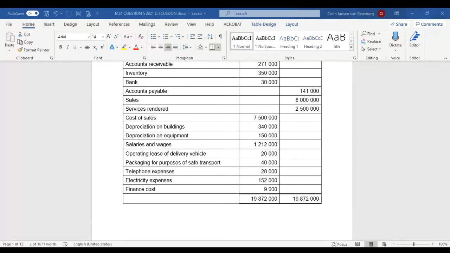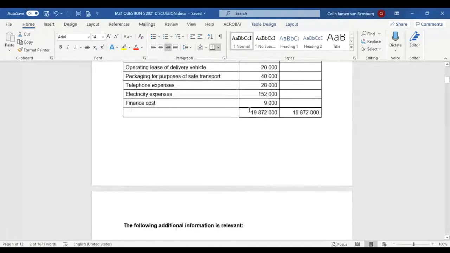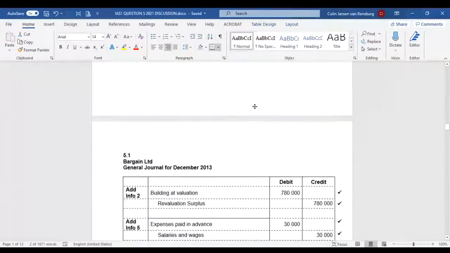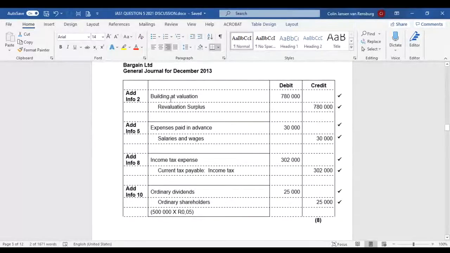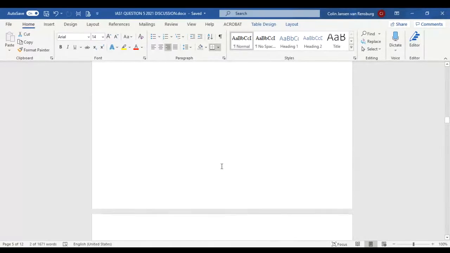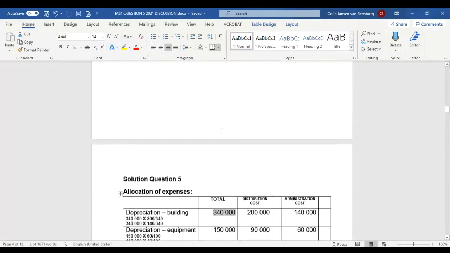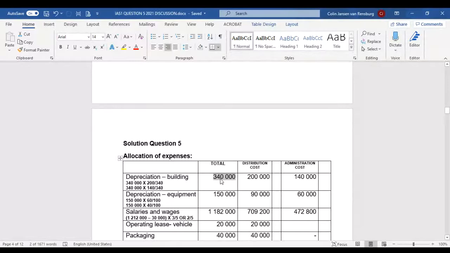Let's maybe just go and have a look at our journal entries again. If we look at our journal entries, did we debit or credit depreciation anywhere? Those are our journal entries. Nope. Right, so we haven't debited or credited our depreciation expense. So the depreciation expense that they give us there, which was 340,000, that is the amount that we have to go and allocate to the various cost functions.